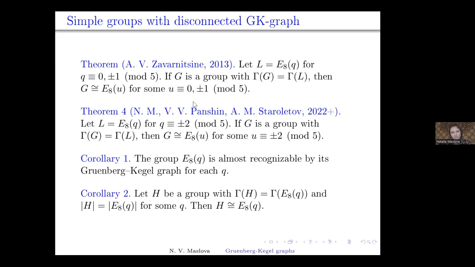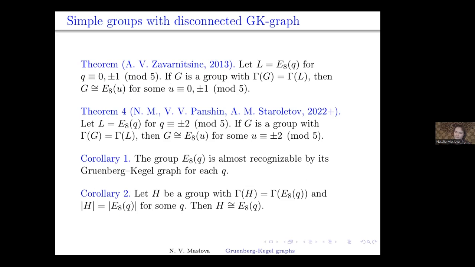They have proved that these groups are almost recognizable by Gruenberg Kegel graph, but they haven't proved that they are quasi recognizable. So the very important case here is to consider the case of coincidence of Gruenberg Kegel graphs of two groups of type EHU.